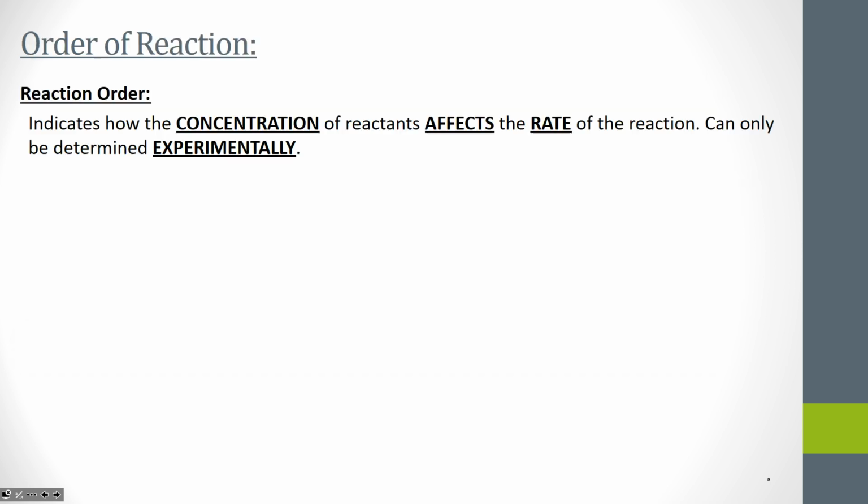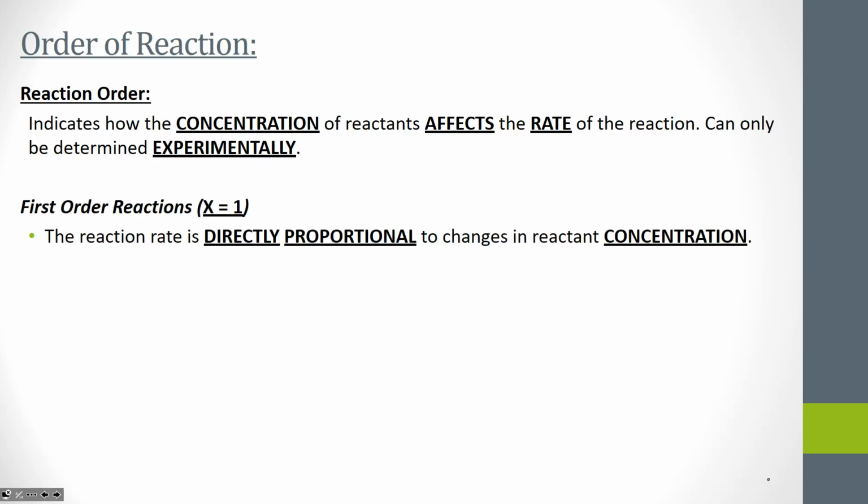So what is the order of a reaction? It indicates how much the concentration affects the rate of a reaction. And we can only figure it out by experimenting. Before I show you how we would do that with experimental data, let's talk about what these orders mean. If you have a first order reaction, it tells us that the rate is directly proportional to changes in concentration. So I'm going to use my rate law from earlier: rate equals k times [A] to the power of x. In this case, rate equals k times [A] to the power of 1.